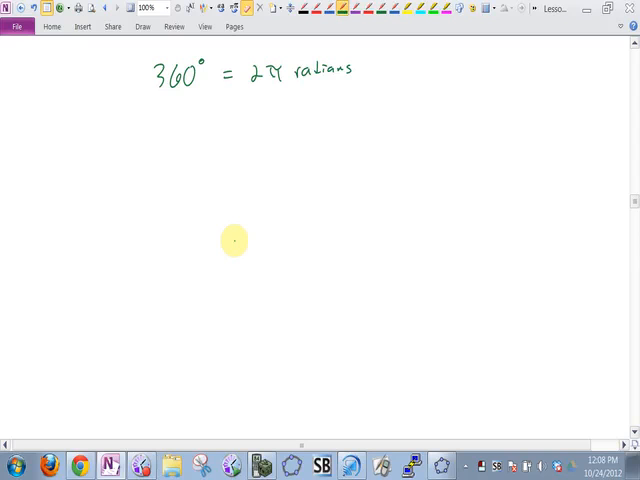360 degrees is a famous angle, right? It's 2 pi. Just memorize it. Second nature. 360 degrees is 2 pi. What's another famous angle? Maybe 180. Can you tell me how many radians 180 degrees is? About 3.14 radians. It's exactly pi radians.